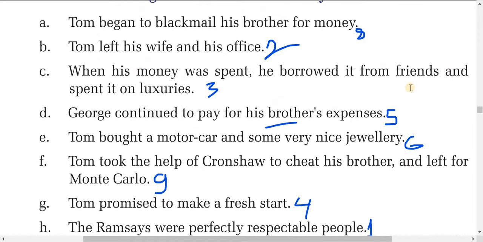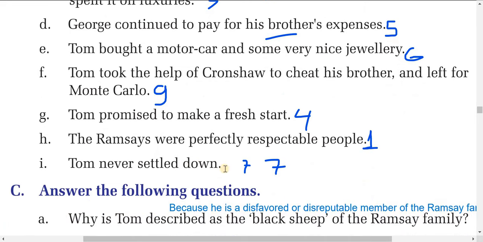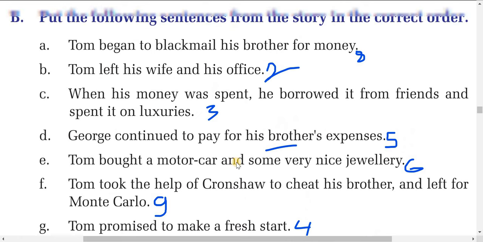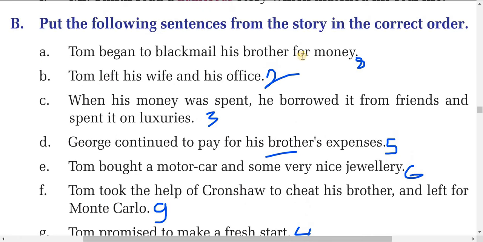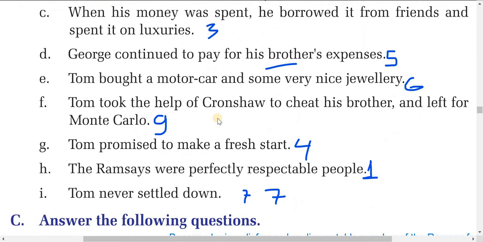Sixth sentence. After that, Tom never settled down. He never settled down. Seventh one. And then Tom began to blackmail his brother for money. And finally, Tom took the help of a connoisseur to cheat his brothers and left for Monte Carlo.